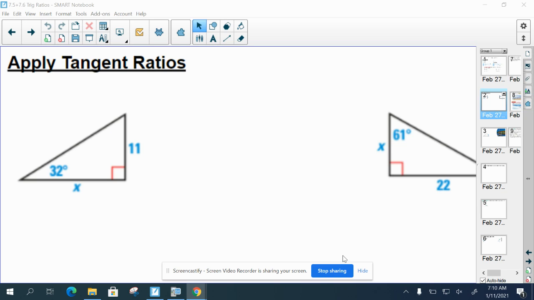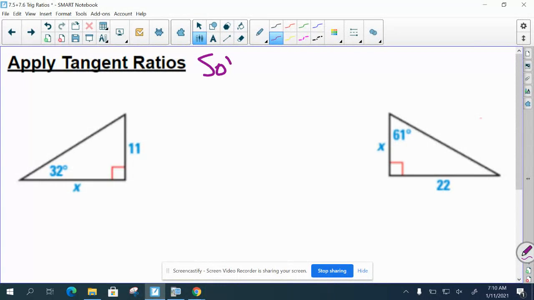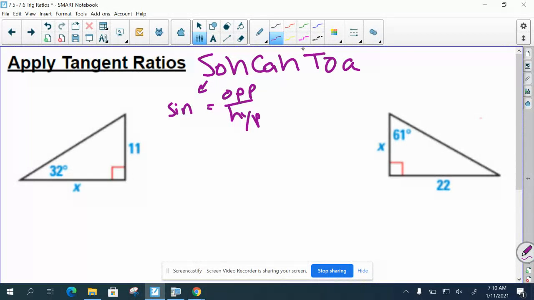Hello everyone, this is lesson 7.5 plus 7.6 on trig ratios. In the last video you watched, you learned the basics of trig ratios. So you learned the mnemonic SOHCAHTOA, which stands for sine. So this is just a review. The sine of an angle equals the opposite side over the hypotenuse. And then the cosine of an angle represents the adjacent over the hypotenuse.